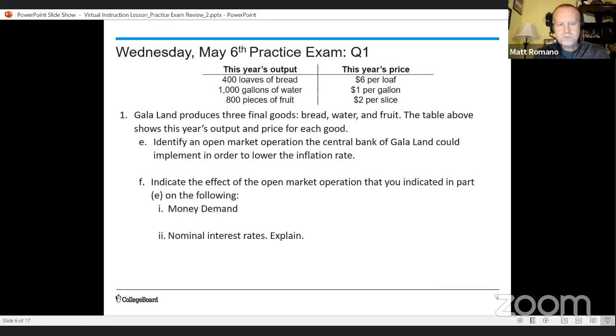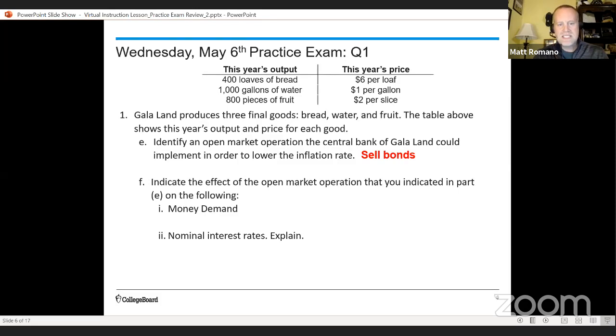Part E, identify an open market operation the Central Bank of Galiland could implement in order to lower the inflation rate. All right, so again, zero in on what you're trying to answer here. You've got to provide an open market operation. So we're dealing with monetary policy, specifically open market operations, and we're looking to lower the inflation rate, which means contractionary. There's only one possible answer to that: sell bonds or sell securities. That's the only thing you could have said.